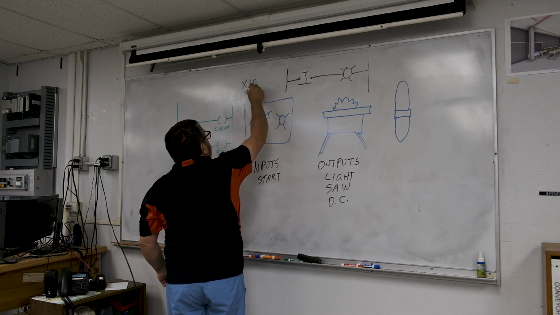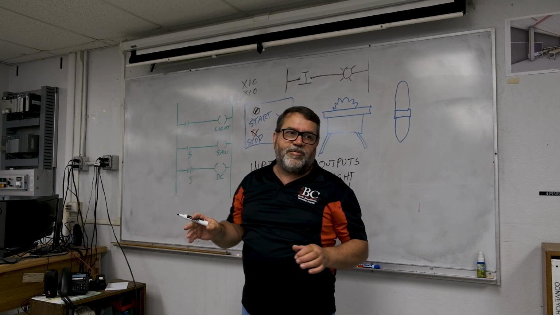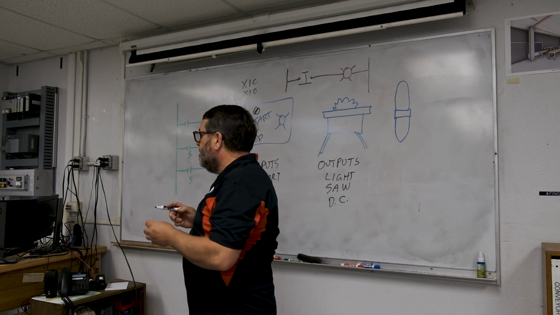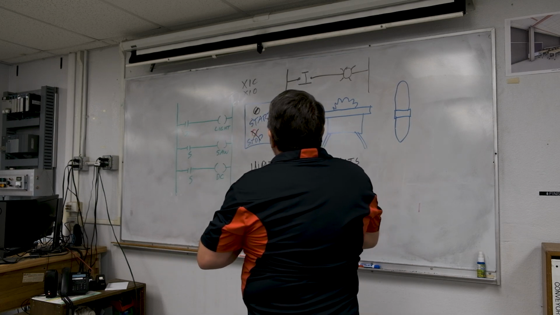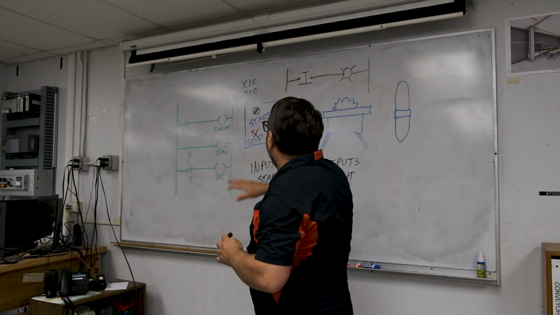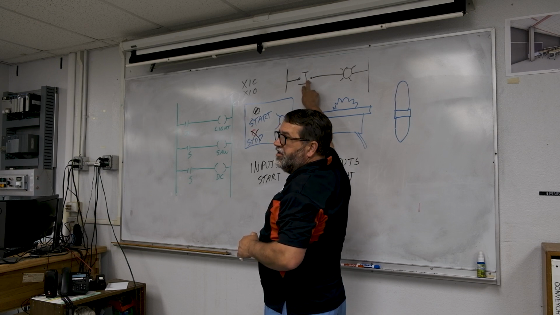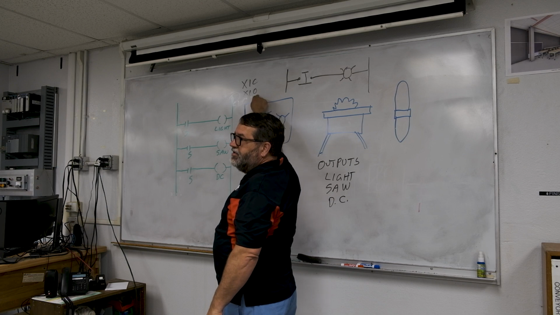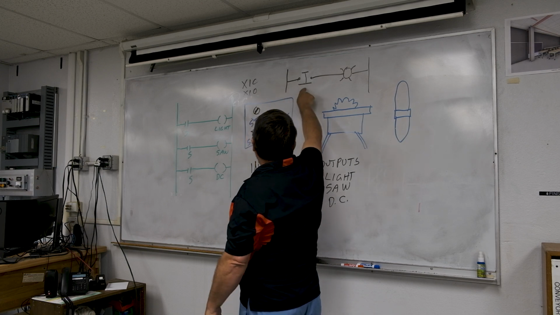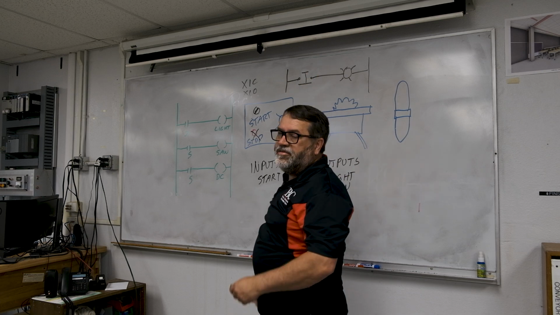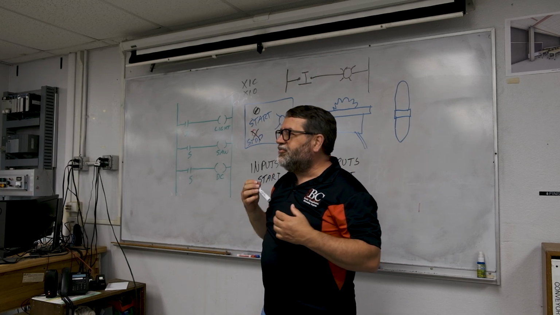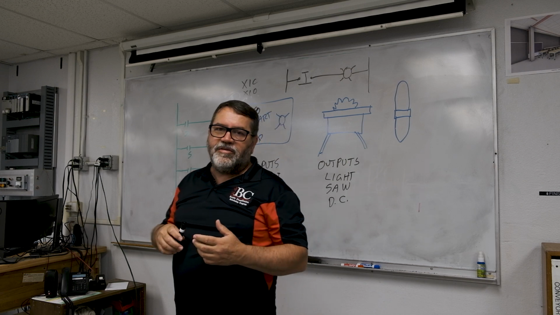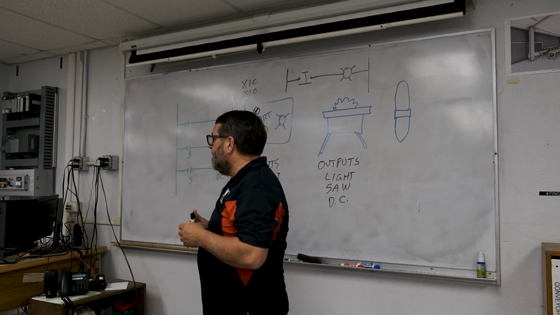XIC, XIO. And I don't want you to worry about memorizing this for now or remembering it. I'm just going to explain why they do this. So Rockwell's theory is they don't want to call this a normally closed. They want to call it an examine if open, XIO. In other words, if you push it, then do whatever is on the circuit. And it gets really confusing. It's XIO and XIC. It's hard to visualize and it's difficult to relate to.